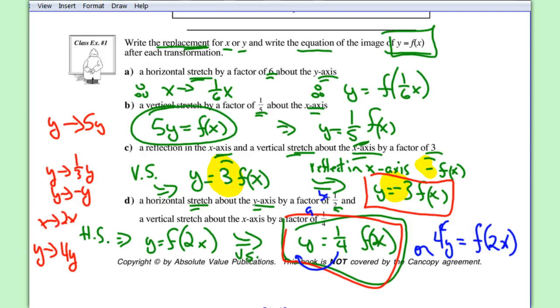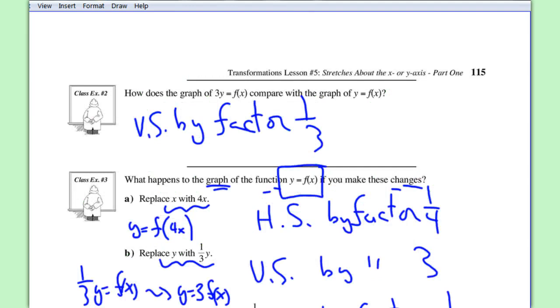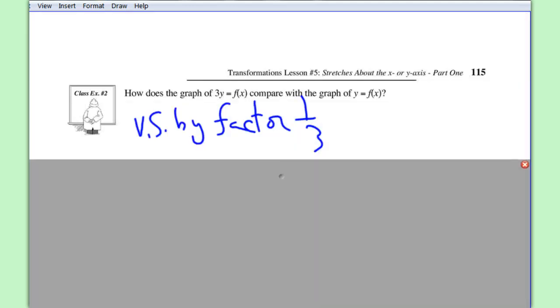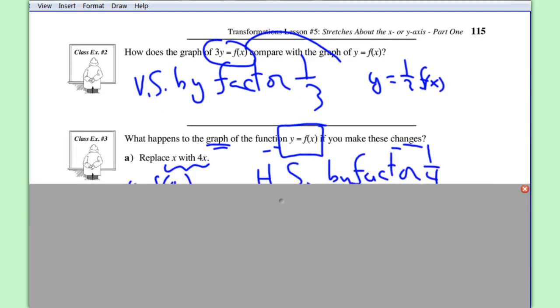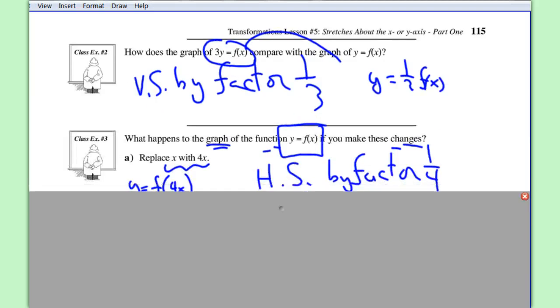Lastly, on the last page, a couple other quick examples to make sure you're clear: how does the graph of 3y compare to the graph of this? A vertical stretch by a third. And again, if that bothers you, don't forget, you could have also written it like this: y equals 1/3 f of x. Okay? What happens to the graph of the function when you make these changes?